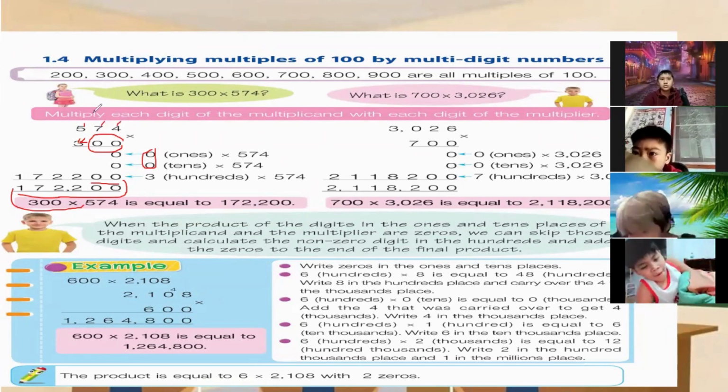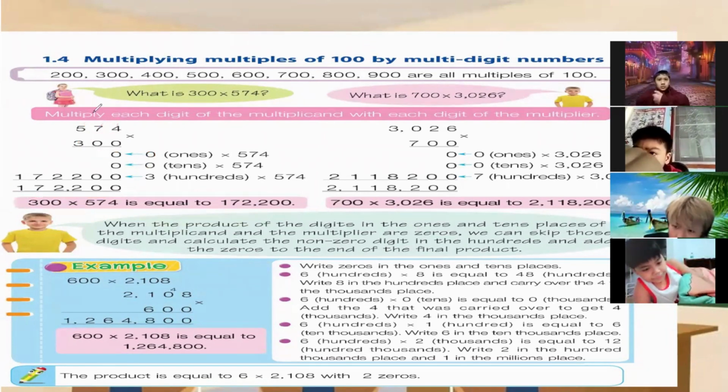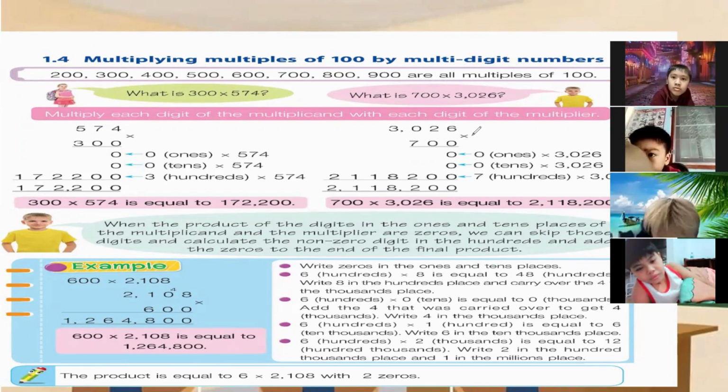Students, do you understand that? Yeah. It's very simple. Okay. Now let's solve one more question. Okay. So here we have the digits given to us. Multiplier we have 3026. Okay. And multiplicand we have 700.